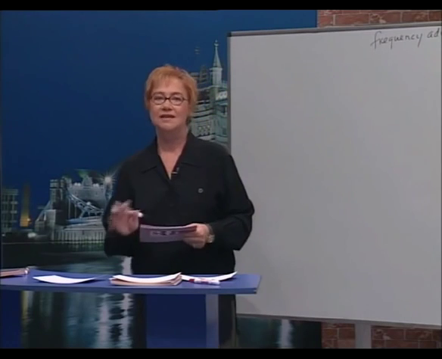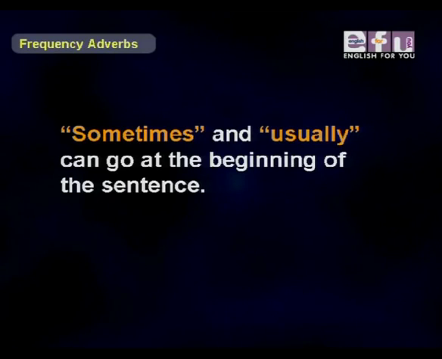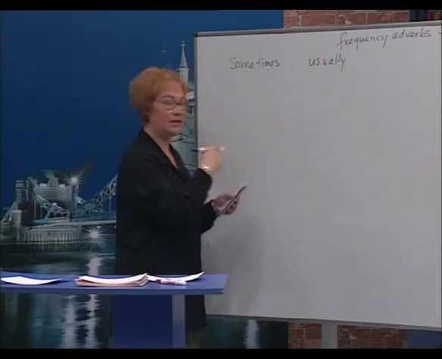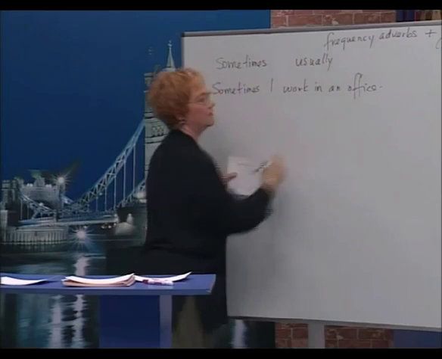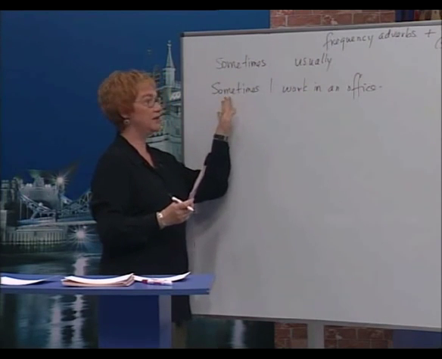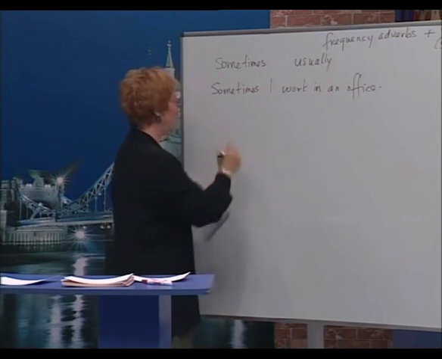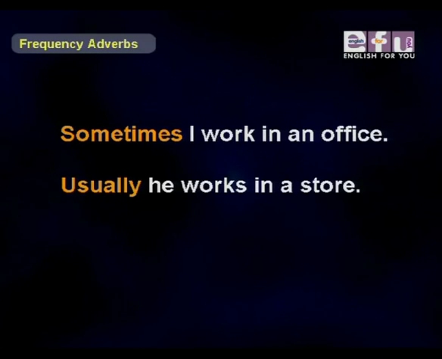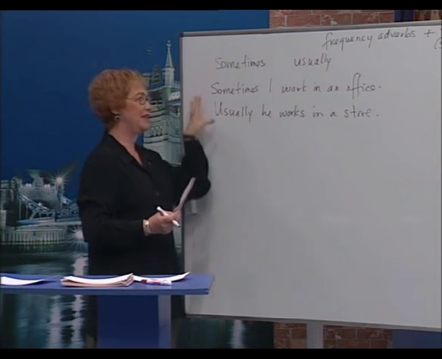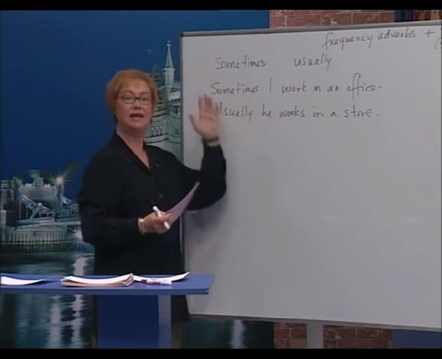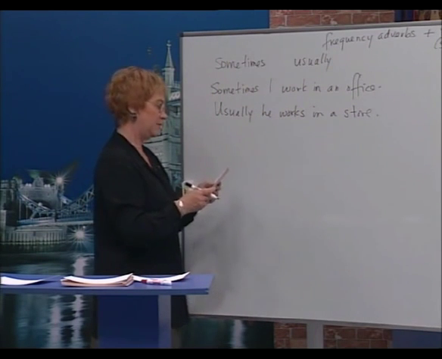All right, now, sometimes and usually are a little bit special. They can go also at the beginning of a sentence. Sometimes I work in an office. Okay, so here it is, and here is the verb. Also, usually he works in a store. Usually he works in a store. So sometimes and usually can go at the beginning. Here is the verb, and here for these two is the frequency adverb.